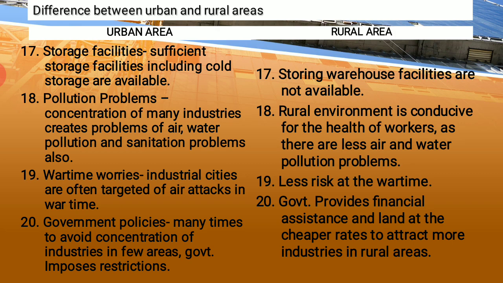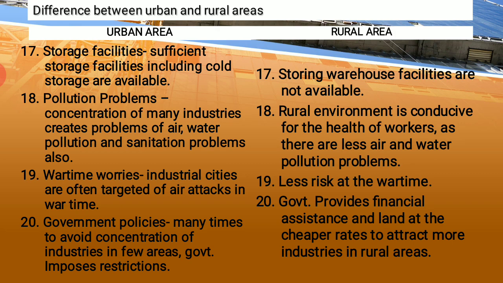When it comes to rural area, rural environment is conducive. Conducive means it is convenient and comfortable for the health of the workers, as there is less amount of air and water pollution. The problems faced by the rural population related to pollution is always less as compared to that of the urban area. Next, 19th comes up is said to be wartime worries.